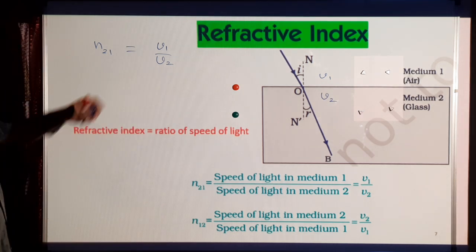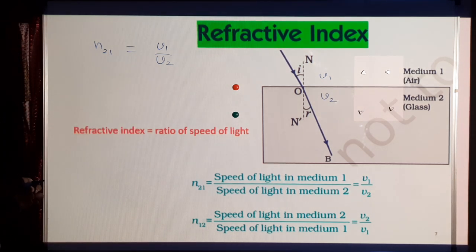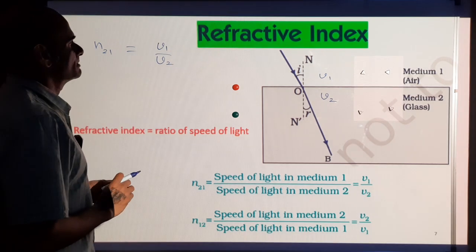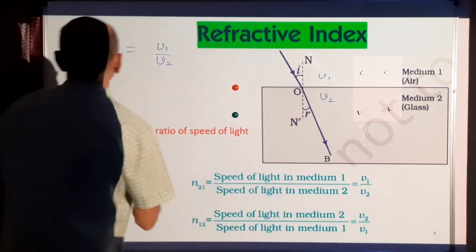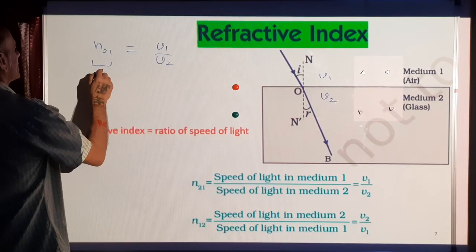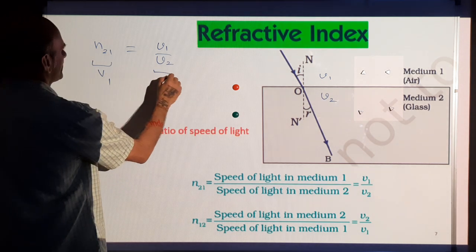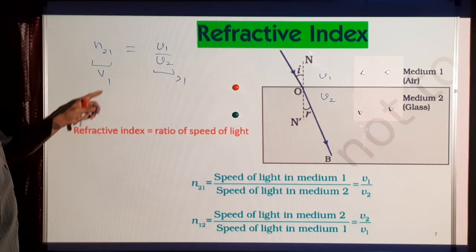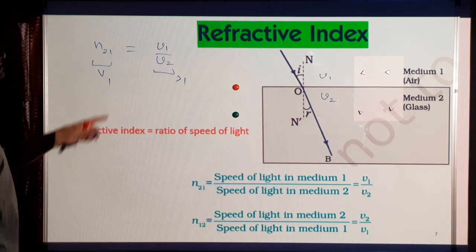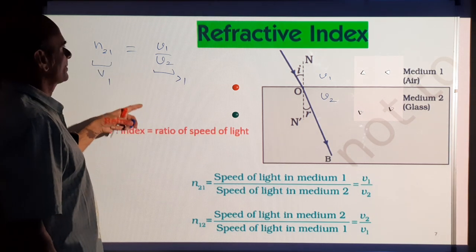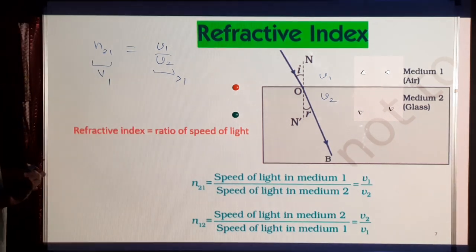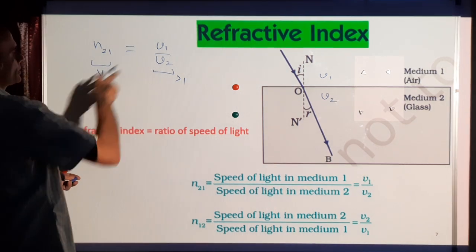So refractive index is defined like this: the ratio of the velocities, and if the second medium is denser, like here, this thing will be greater than 1. So this thing should also be greater than 1. So it should be the velocity of the light in the rarer medium, which is air, to the velocity of light in the denser medium, which is glass here. So n21 is defined as v1 by v2.